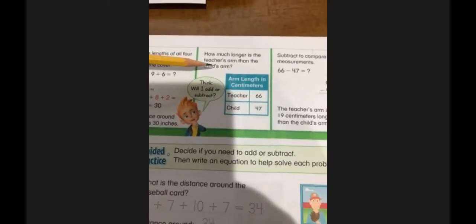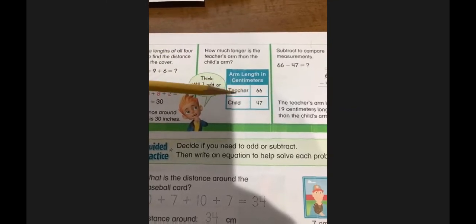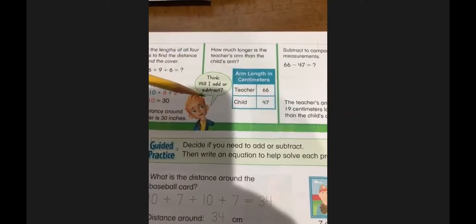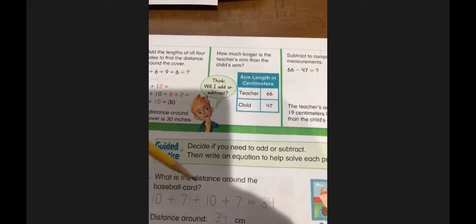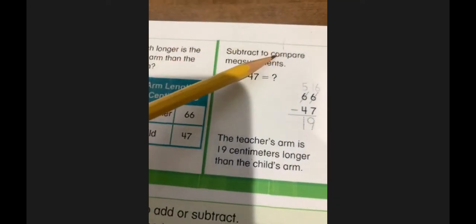Now, this box is doing the exact same thing, except we are going to subtract. And let's look at why. The question is, how much longer is a teacher's arm than the student's arm or the child's arm? Okay. And it says, think, will I add or subtract? I have how long the teacher's arm is. I have how long the student arm is. And I want to know how much longer is the teacher's arm. That's going to be a subtraction problem. Okay. We are going to compare them.